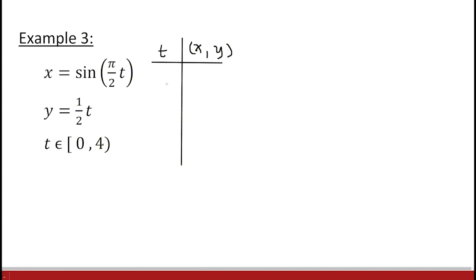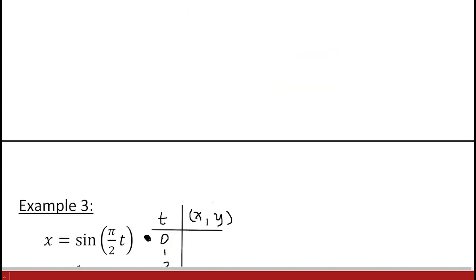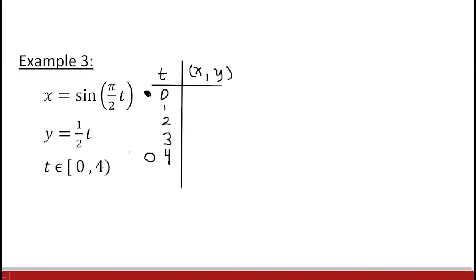So the t's here are going to go from 0 to 4: 0, 1, 2, 3, 4. Just a quick little note, when you see this bracket, we do want to include that point, so we're going to do a closed dot there. But with the parentheses, we're saying we want the set to go all the way up to 4, but not including 4. So we're going to indicate that with the open circle, just like we did with this last one, the closed and the open circles. So now we're going to evaluate each one of these.